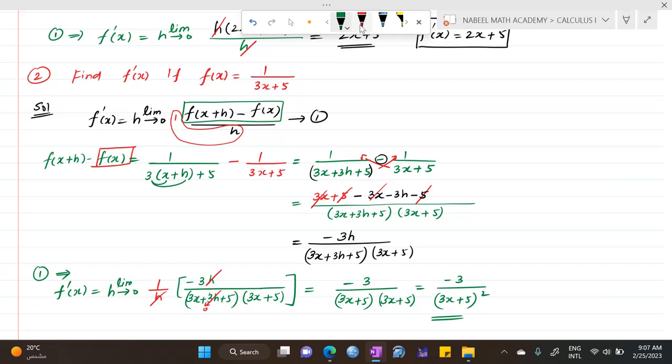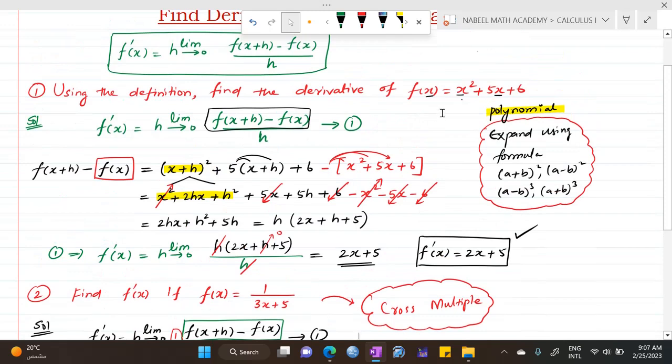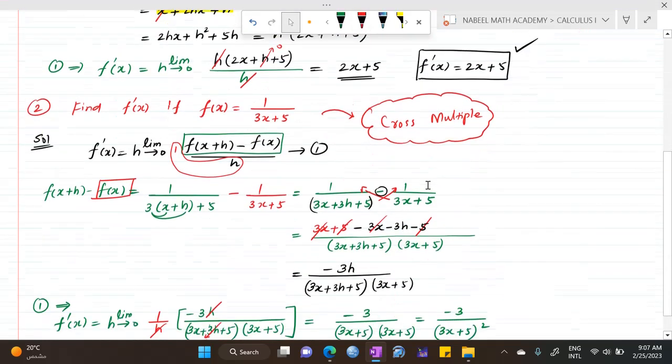So whenever you have a 1 over, what will you do? Whenever you have a function like this, just cross multiply. Cross multiply. This is the technique we will follow to simplify the function. In the last one, if you have a polynomial, yes, you have to expand by using the formula. If you have the 1 over, just cross multiply.